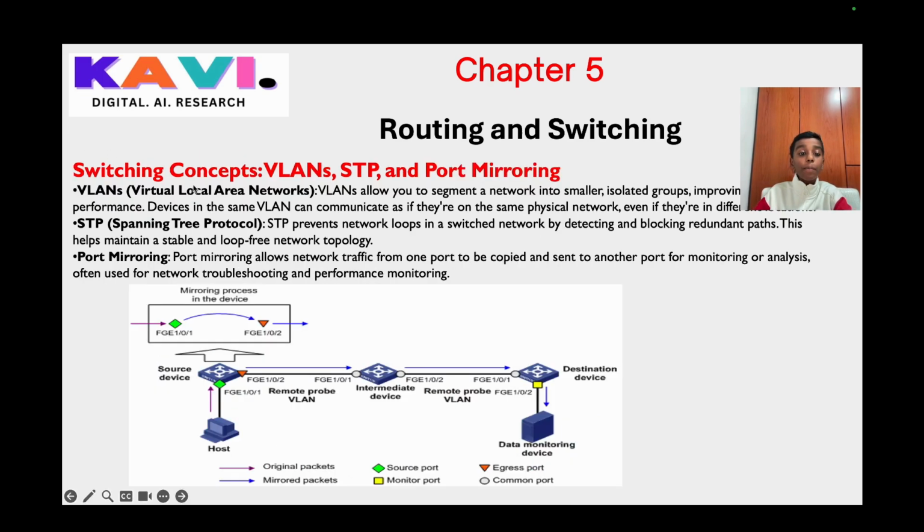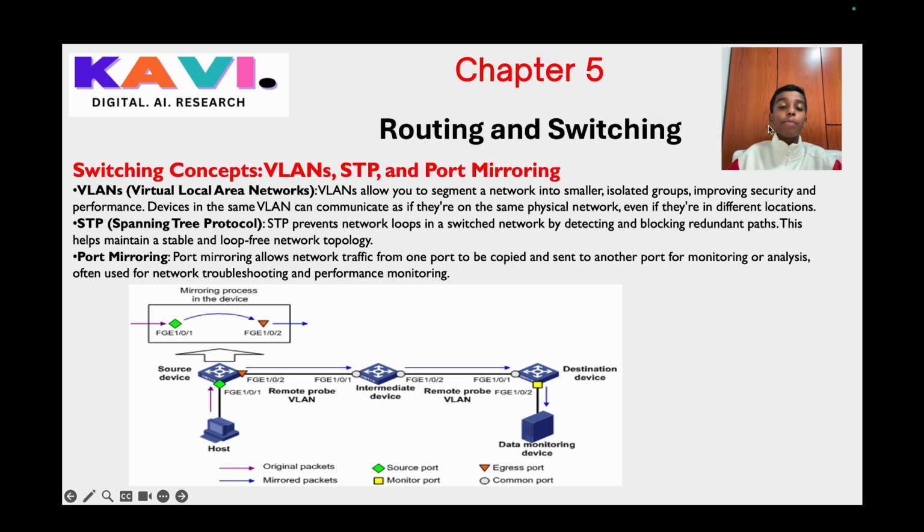Now the switching components, which are VLAN, STP and port mirroring. As you can see here, VLAN or virtual local area network. VLANs allow you to segment a network into smaller isolated groups, improving security and performance. Devices in the same VLAN can communicate as if they're on the same physical network, even if they're in different locations.